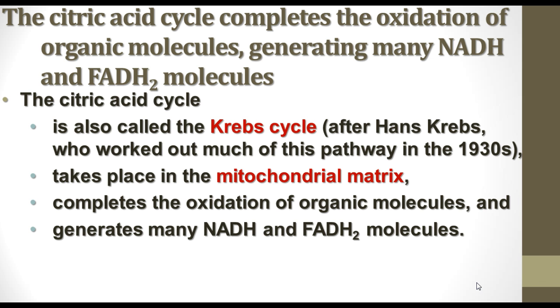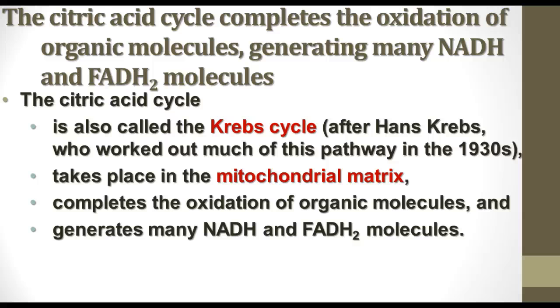The citric acid cycle is also called the Krebs cycle, named after Hans Krebs, who figured out what was happening in this pathway back in the 1930s. It takes place in the matrix of the mitochondrion. Remember, the matrix of the mitochondrion is like the cytoplasm of the mitochondrion, and it occurs here because the enzymes that catalyze these reactions are found in the mitochondrial matrix.